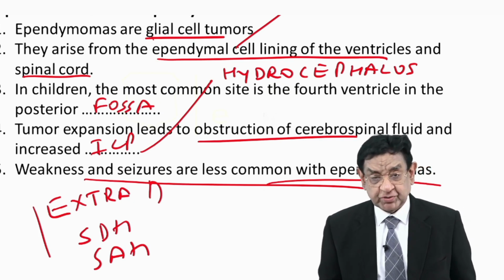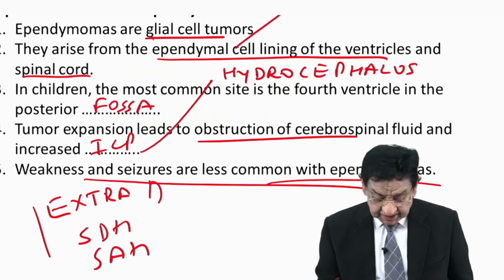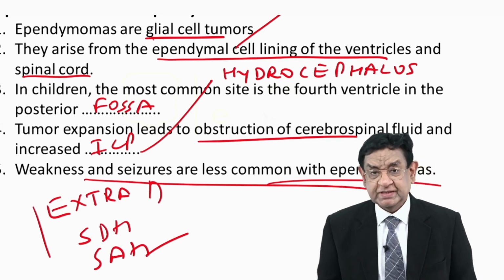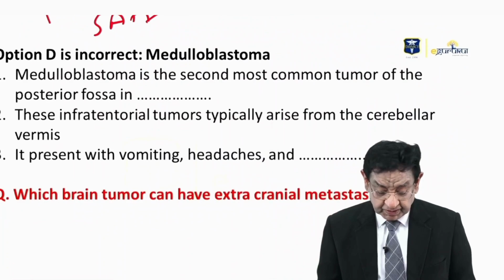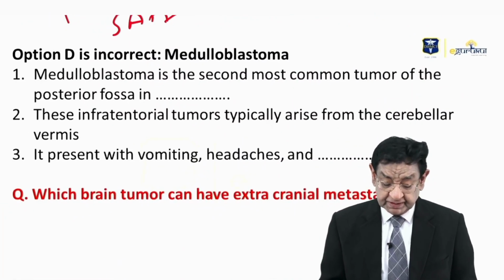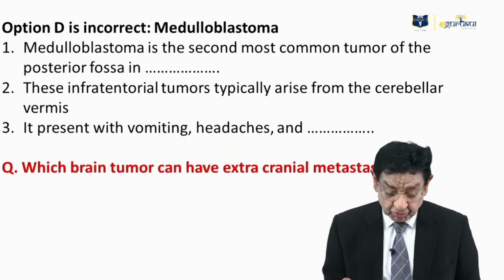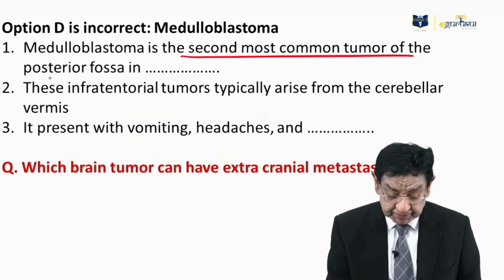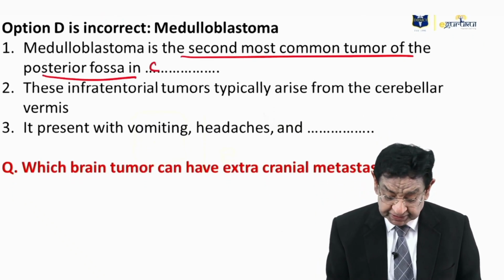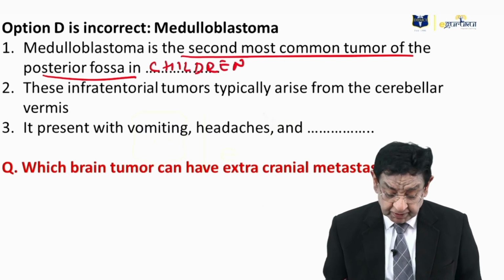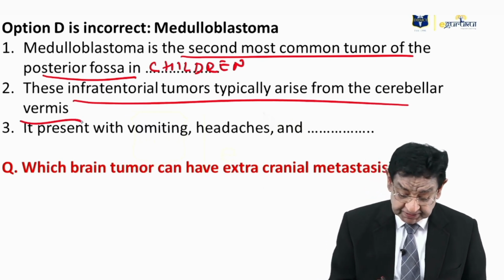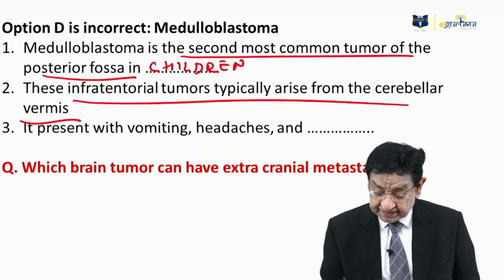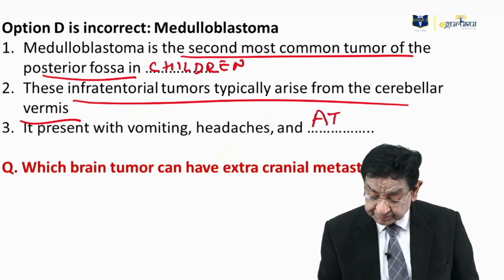Well, stop the video, write down the answer. The answer is subarachnoid hemorrhage. There can be hydrocephalus, it can be a complication. Well, let's look into other option. We have one option, medulloblastoma, the second most common tumor of the posterior fossa in children. Well, this is an infantoid tumor arising from the cerebellar vermis. It presents with vomiting, headache and ataxia.